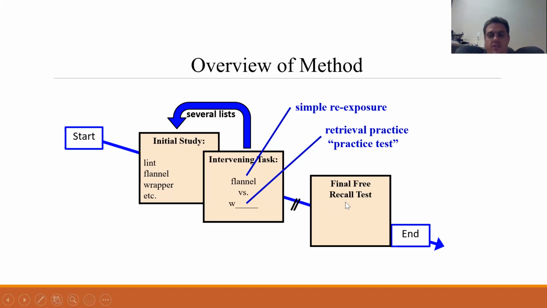Another thing people have looked at is what the final test is like, and does it match the practice test? So say you did multiple choice for the practice test, do you do better on the final test if it's also multiple choice?